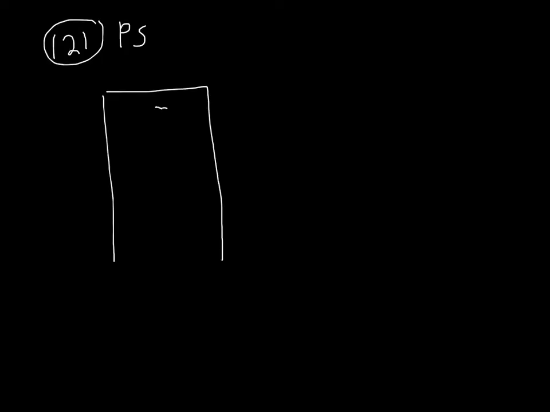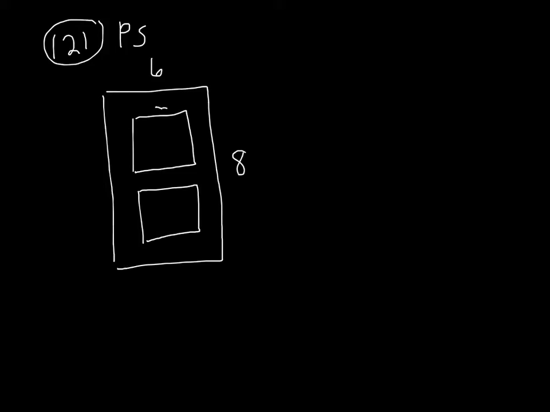All right, this is number 121, problem solving. And you've got this figure, and it's a door. It's surrounded by 1 foot brass trim. And they tell you this is 8, and they tell you this is 6.